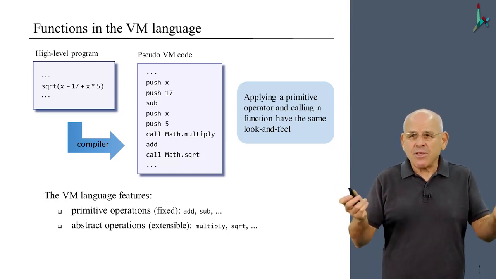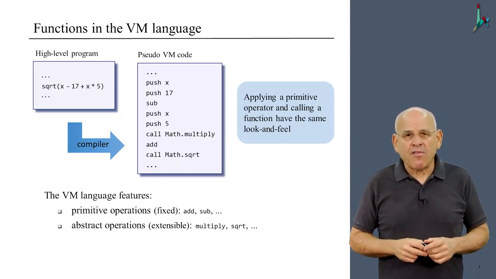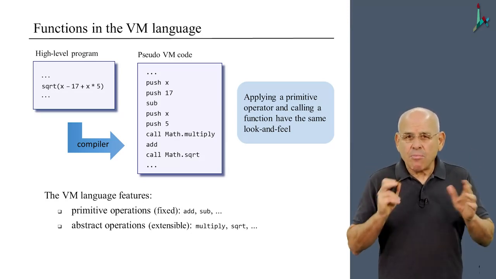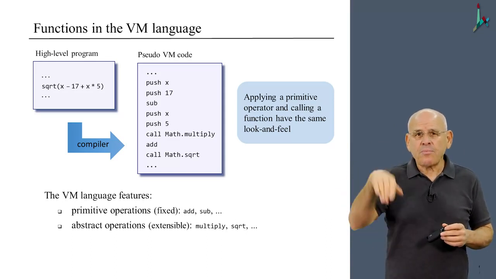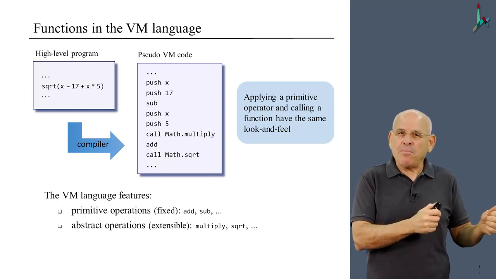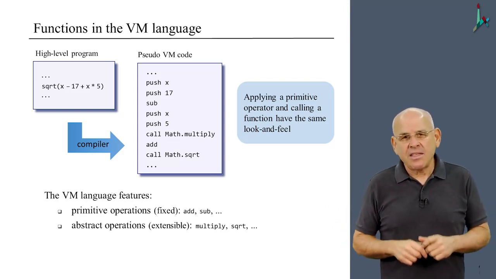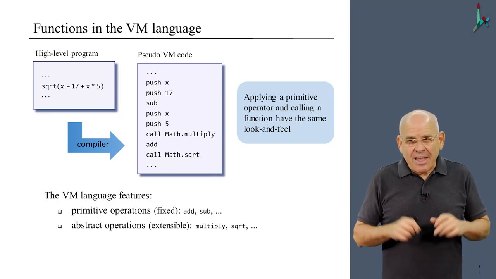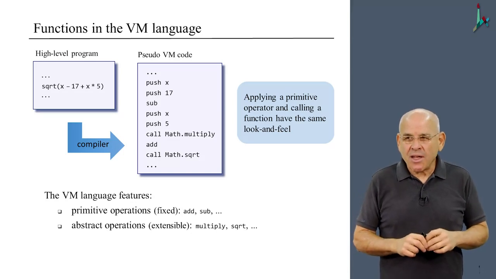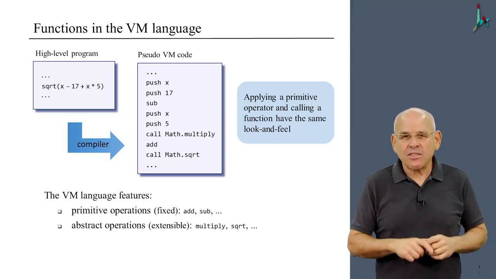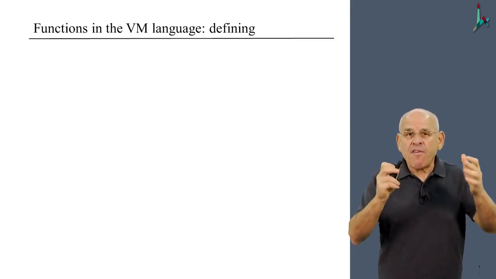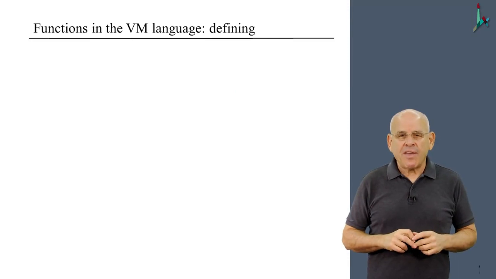You can make some assumptions about the values of x if you want to make your life easier, but that's not important. What's important is to understand that once again, calling a function and calling a built-in command have exactly the same look and feel. And this is a very elegant feature of the language, which I hope you appreciate just as much as I do. All right, so how do we define a function in the VM language?